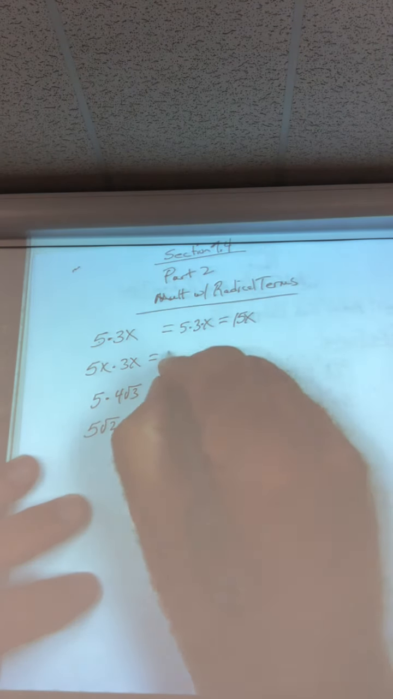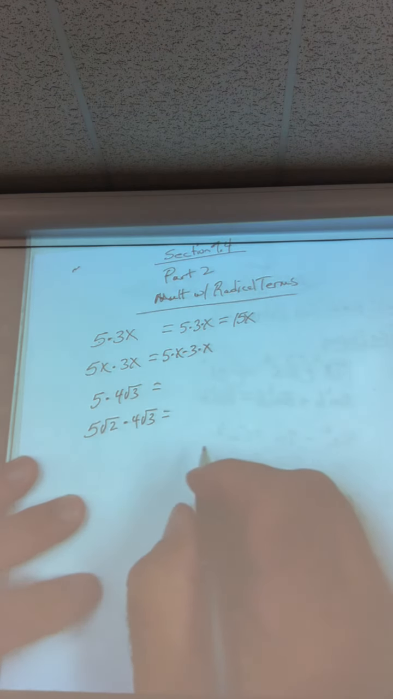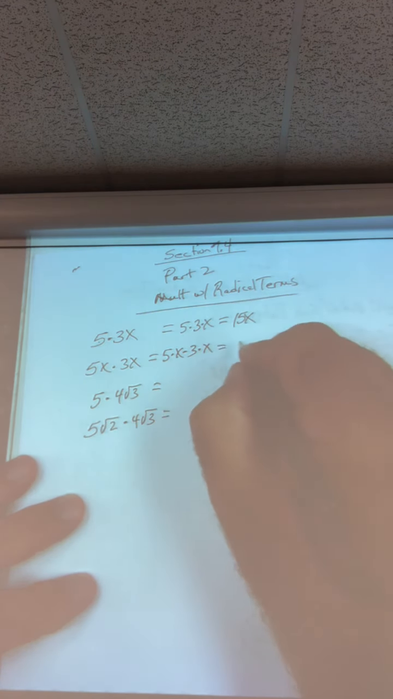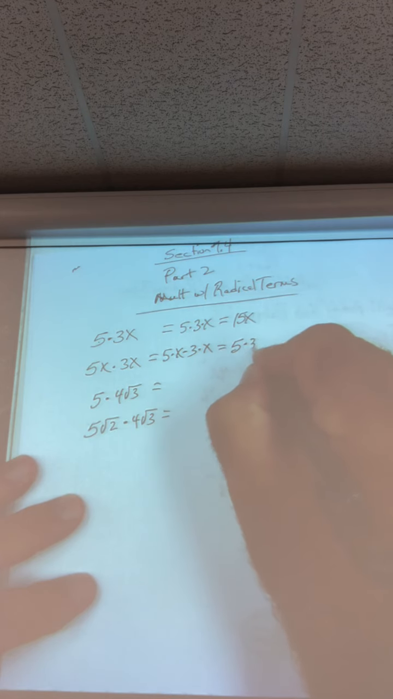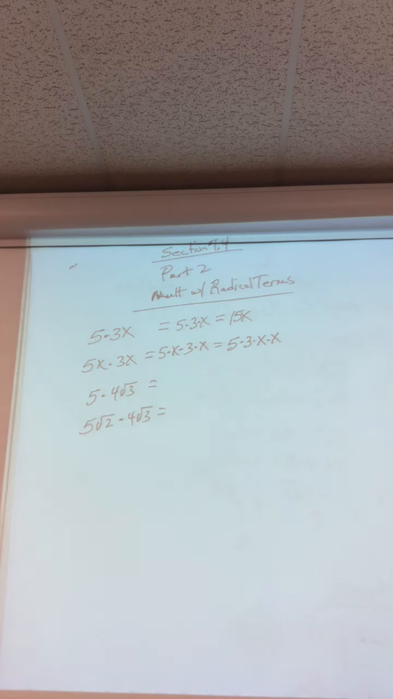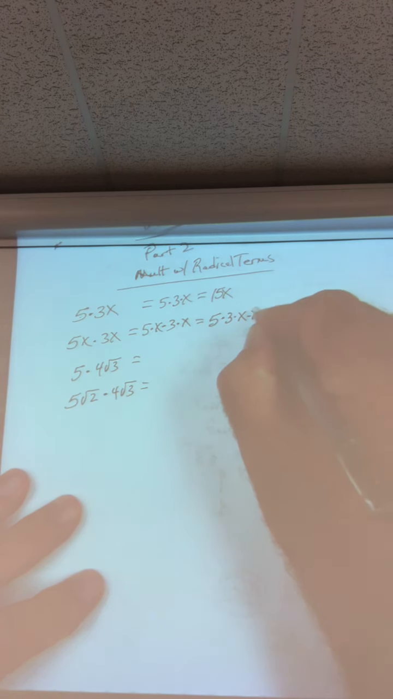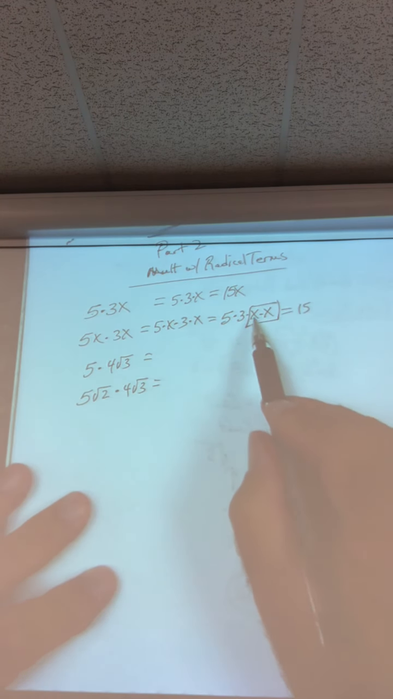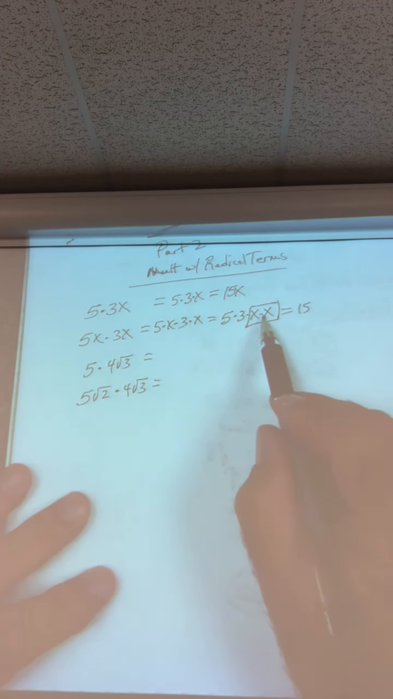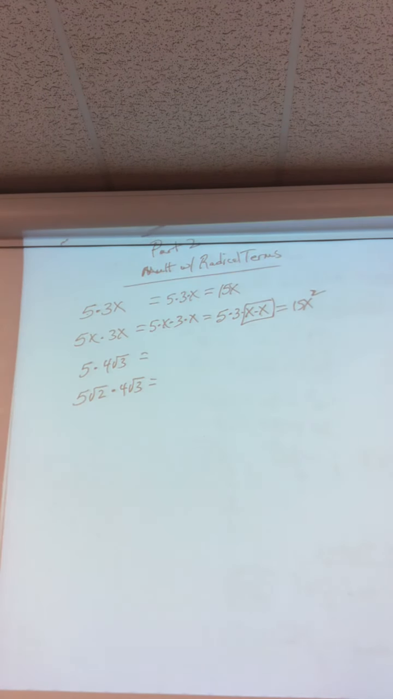This is really 5 times x times 3 times another x. Okay, if multiplication is commutative, that means I can switch the order around. So I can do 5 times 3 times x times x. Now, 5 times 3 is 15, and then the x times the x, if you're multiplying and the bases are the same, you keep the base and you add the exponents.